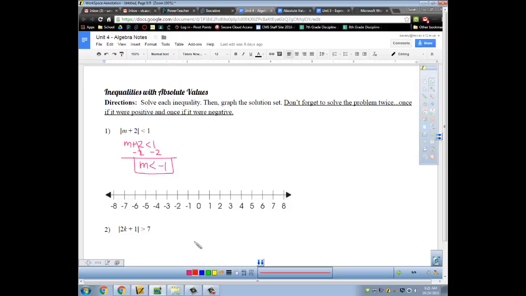Your second solution is going to be where the left side is negative. So I'm going to rewrite the problem, put parentheses around the left side and put a negative in front of it. So I'm going to distribute this negative through, add 2 to both sides to get negative m is less than 3. Now, remember this is kind of like a negative 1 in front, so we're going to divide both sides by negative 1. And when we do that, we have to flip the sign because we divide by a negative, and 3 divided by negative 1 is negative 3. So this is your other solution.